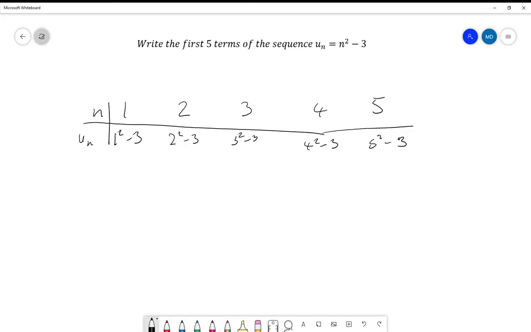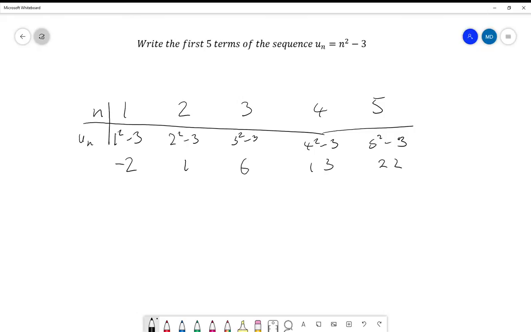And then we can just work those out. 1 squared is 1, take away 3 is negative 2. 2 squared is 4, take away 3 is 1. 3 squared is 9, take away 3 is 6. 4 squared is 16, take away 3 is 13. 5 squared is 25, take away 3 is 22. And there we go, the first 5 terms of this sequence.